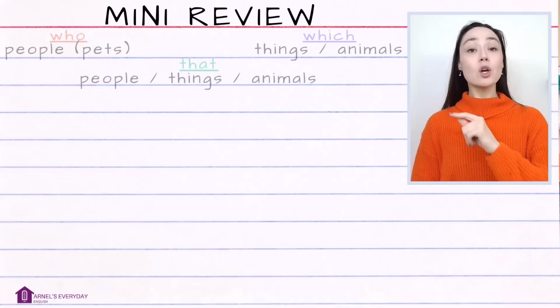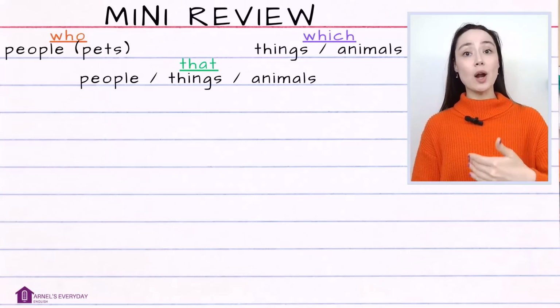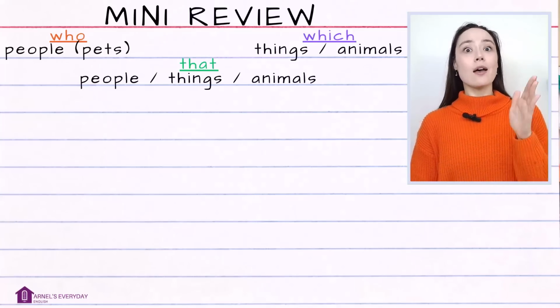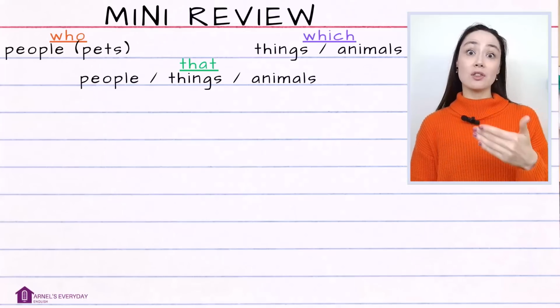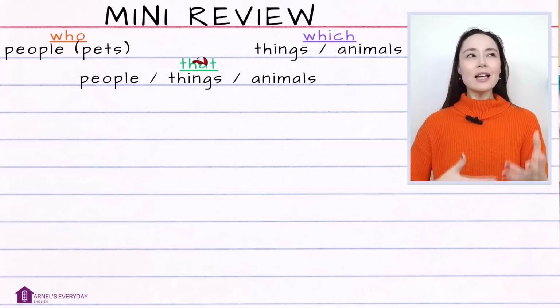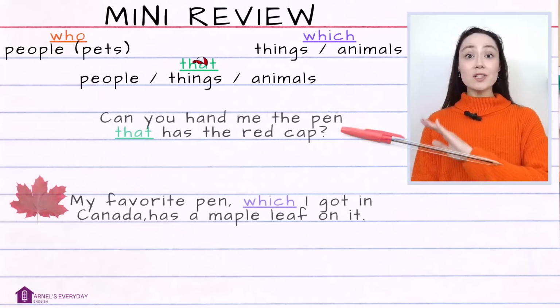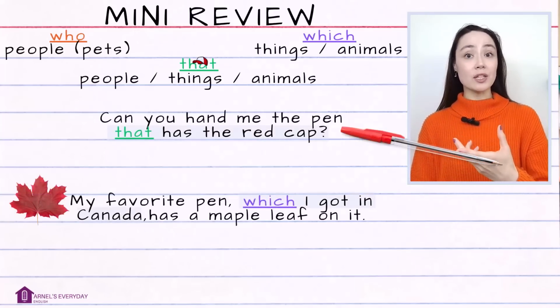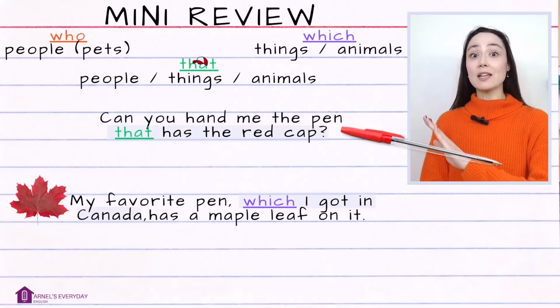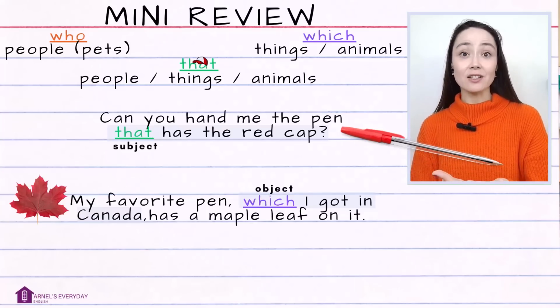Review time, mini review. Relative pronouns. Who describes people, possibly pets. Which describes things and animals. That describes people, things, animals. That is less formal and more common than who or which. Relative pronouns are the head of the relative clause. They can be the subject or the object of the relative clause.